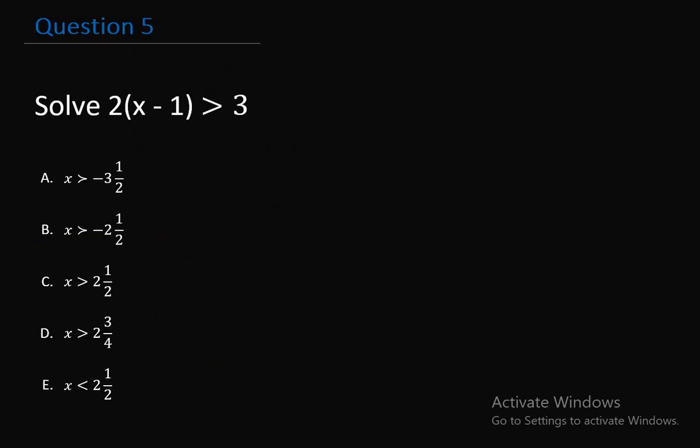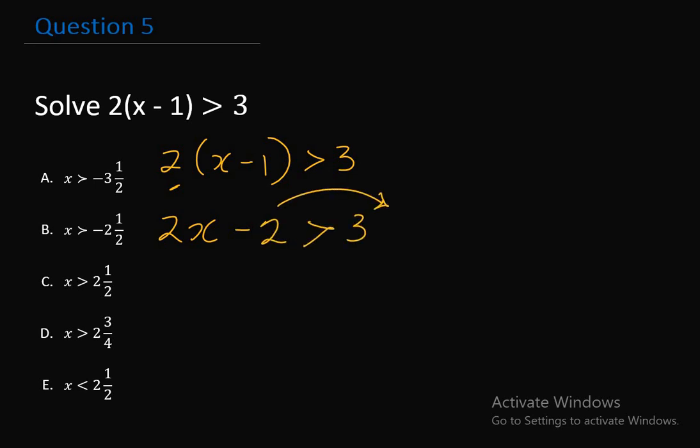Question 5. 2 bracket x minus 1 is greater than 3. This is an inequality, right? So the first thing I'm going to do is to break the bracket. Use 2 to multiply each of the terms in the bracket. So 2 times x will give me 2x, minus 2 times 1 is 2, is greater than 3. Move minus 2 to the right hand side. 2x is greater than, as minus 2 crosses to the right hand side, the negative sign changes to positive. So 2x is greater than 5.